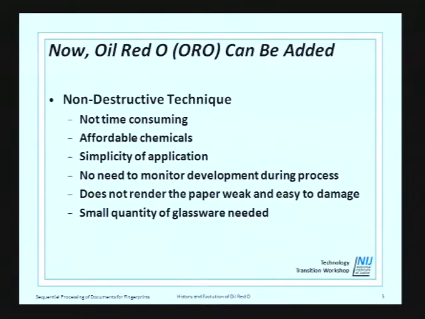Now, the Alredo can be added to that list of chemicals that you could use. The advantage that you have with the Alredo is that it's a non-destructive technique compared to the physical developer, for example. It's not really time-consuming. The chemicals don't cost a lot, so that's important. It's really simple to apply, actually. That could be used in the field, other than in the lab. You don't need to monitor the development during the process.